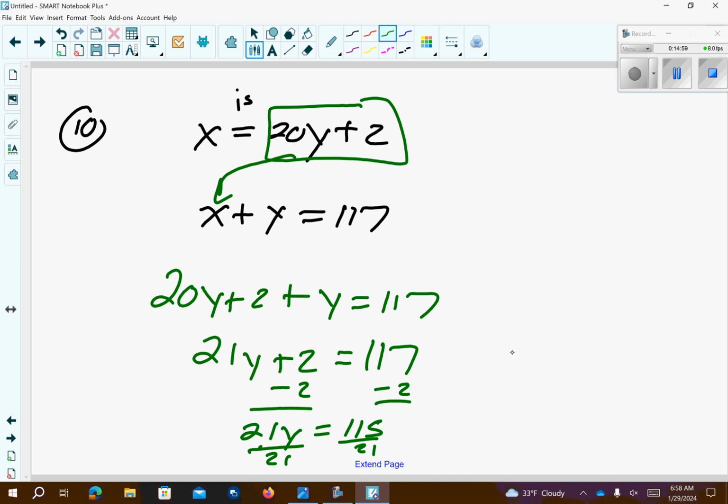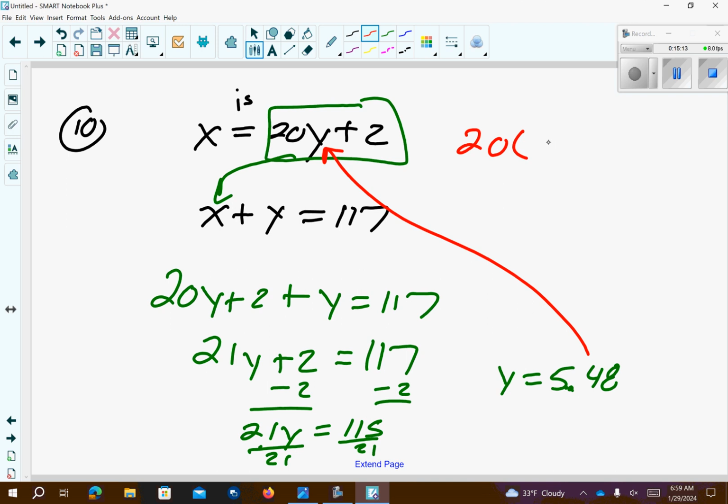Ooh. So my y value comes to, rounded, 5.48. That's rounded. And then let's take this and plug it in here. So 20 times 5.48 plus 2. So my other number is 111.52. Yikes. Okay, well, on the test, I think it'll actually work out nicer. There'll be whole numbers, but I hope you get the idea.